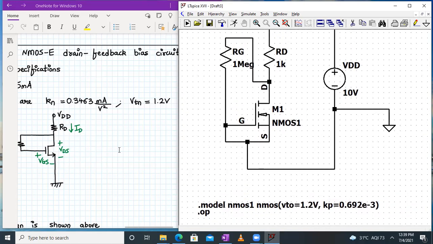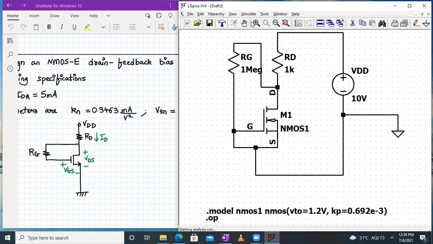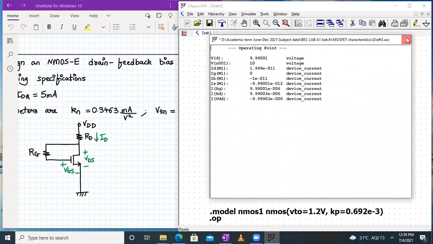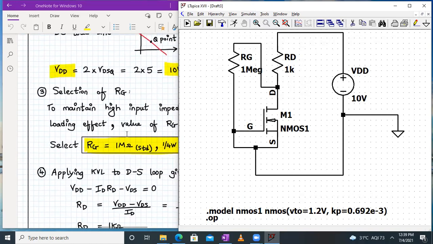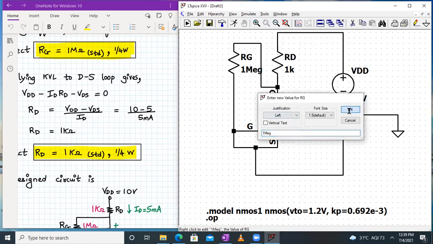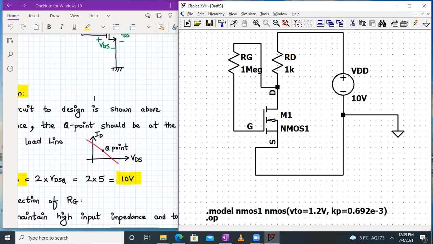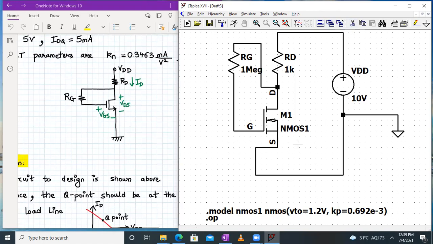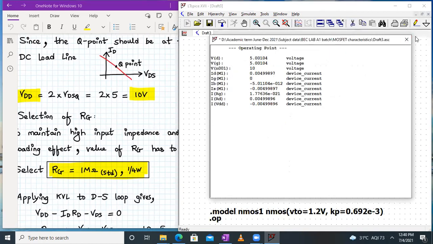Okay, so this is the circuit. Let me check the circuit connections once. Yeah, it is correct. Now let me simulate it again. No, there seems to be a slight problem over here. The values are not exactly matching. This is 1 mega, this is 1K, and oh, the gate, yeah, this connection should not be there. Now the circuit is proper. Earlier the gate and the source terminal were shorted; they are separated now. That was the error. So let's simulate it again. Now it will give the correct values.